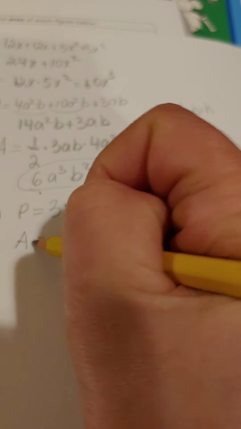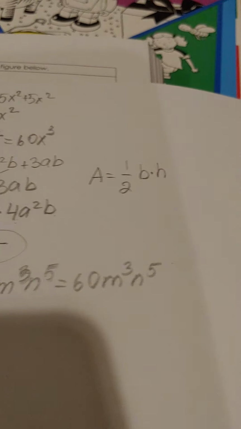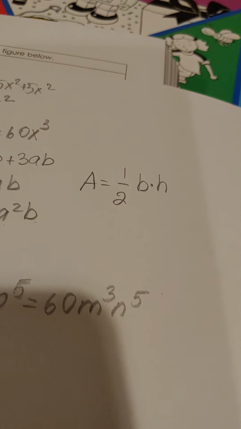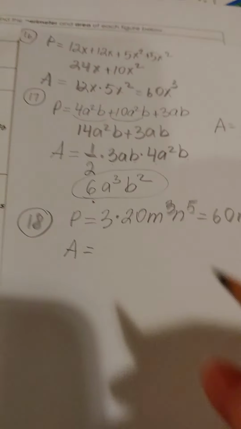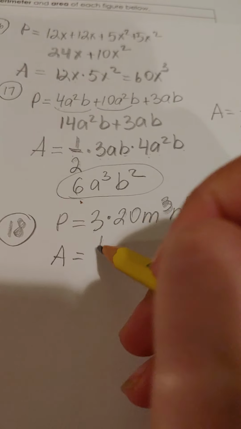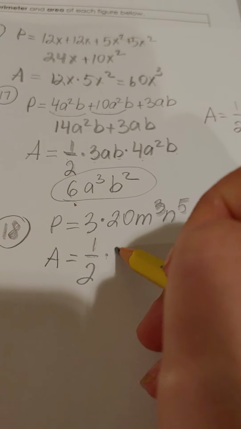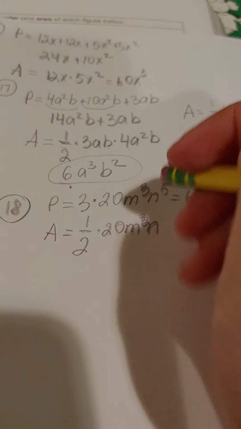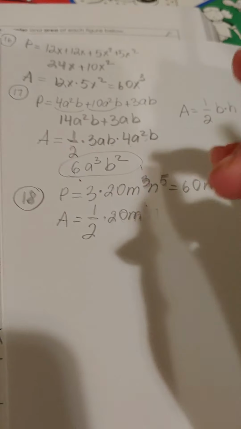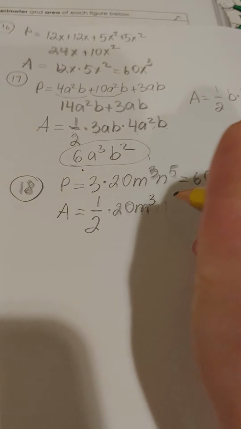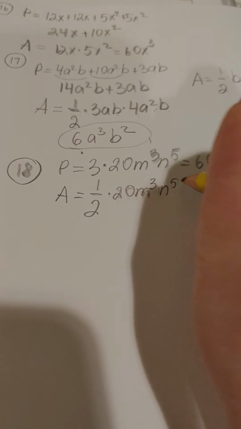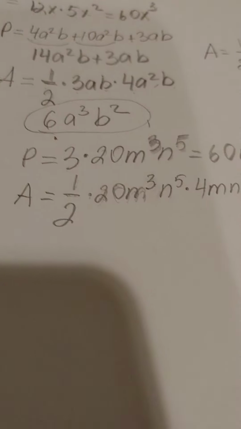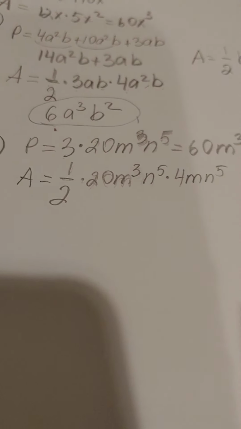Now we're going to figure out the area using the same formula, base times height over 2, or 1/2 base times height. So we are going to multiply 1/2 times 20m to the third power n, m to the third power n to the fifth power, and 4m n to the fifth power. And now we just have to simplify it, and then we get the answer.